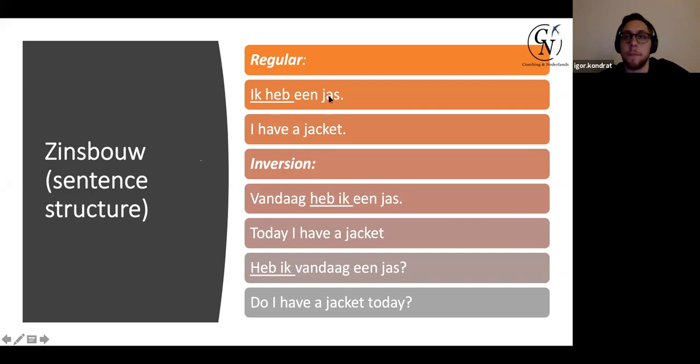And then we have another word after it. Ik heb een jas. So that's how you build a sentence. Ik heb een jas. I have a jacket. But that's regular, but there can also be an inversion, it's called. So then the heb is before the ik, in front of the ik.